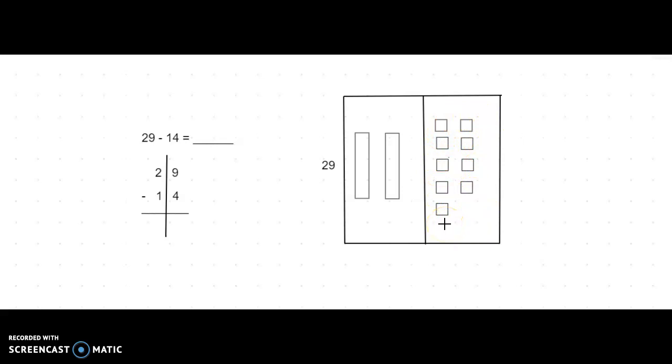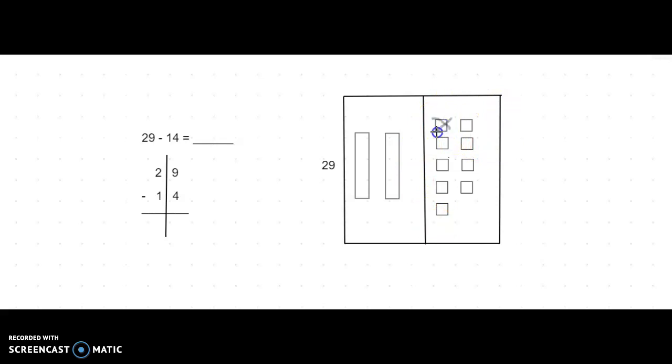Now I'm going to be taking away 14 from 29. Like with addition, I'm starting with the ones. I have 9 ones. I need to take away 4. So I have these 9 ones. I'm taking away 4 of them. I'm going to start by crossing 4 out.